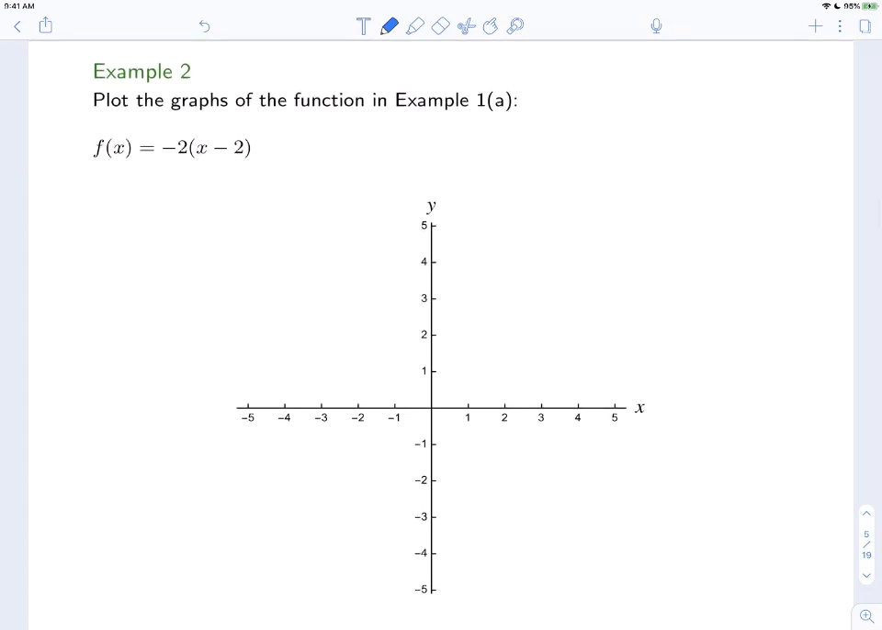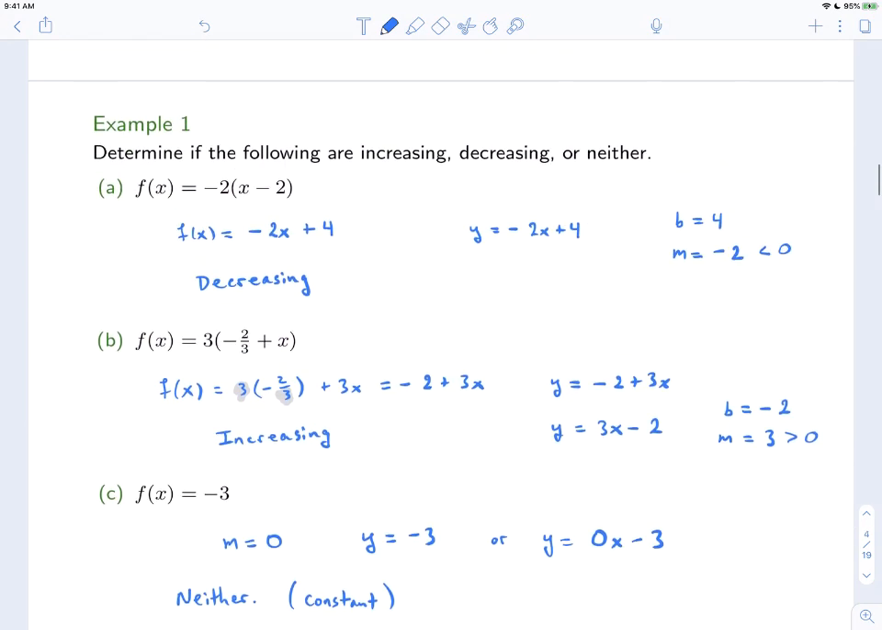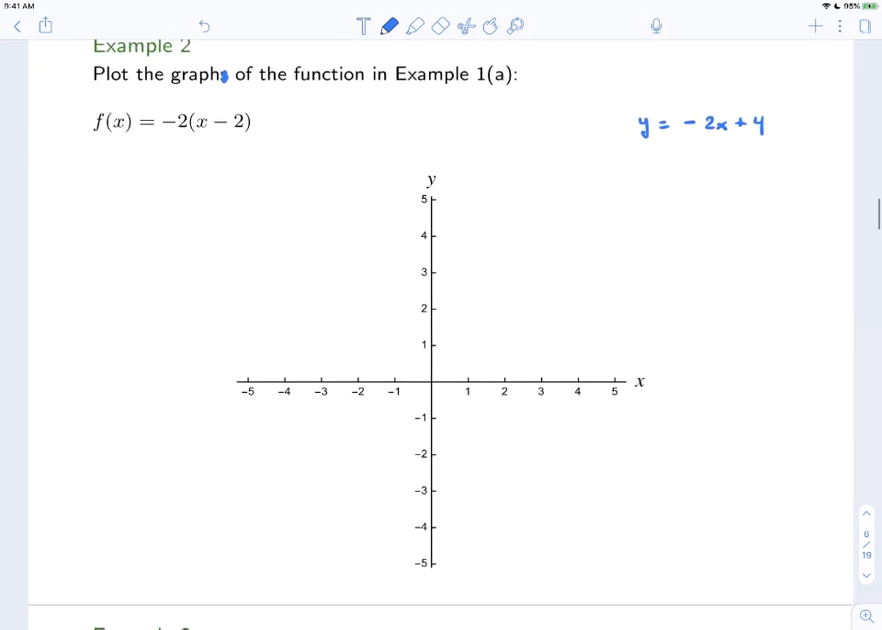Example 2. Plot the graph, this should just say graph. Plot the graph of the function in example 1a. So what we want to do is plot the graph of this. Well, we know what the equation for the line is. It's right up here. It's y equals negative 2x plus 4. So that tells us that the y-intercept is b equals 4, which is right here. That's the y-intercept. And the slope is negative 2.